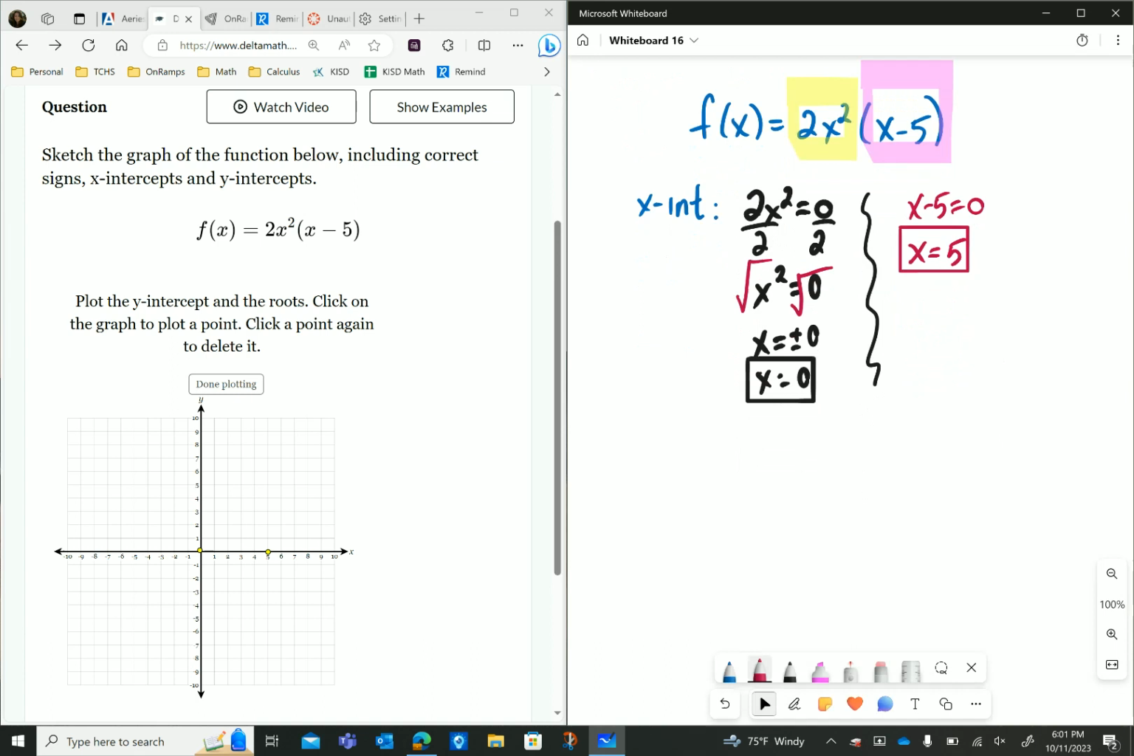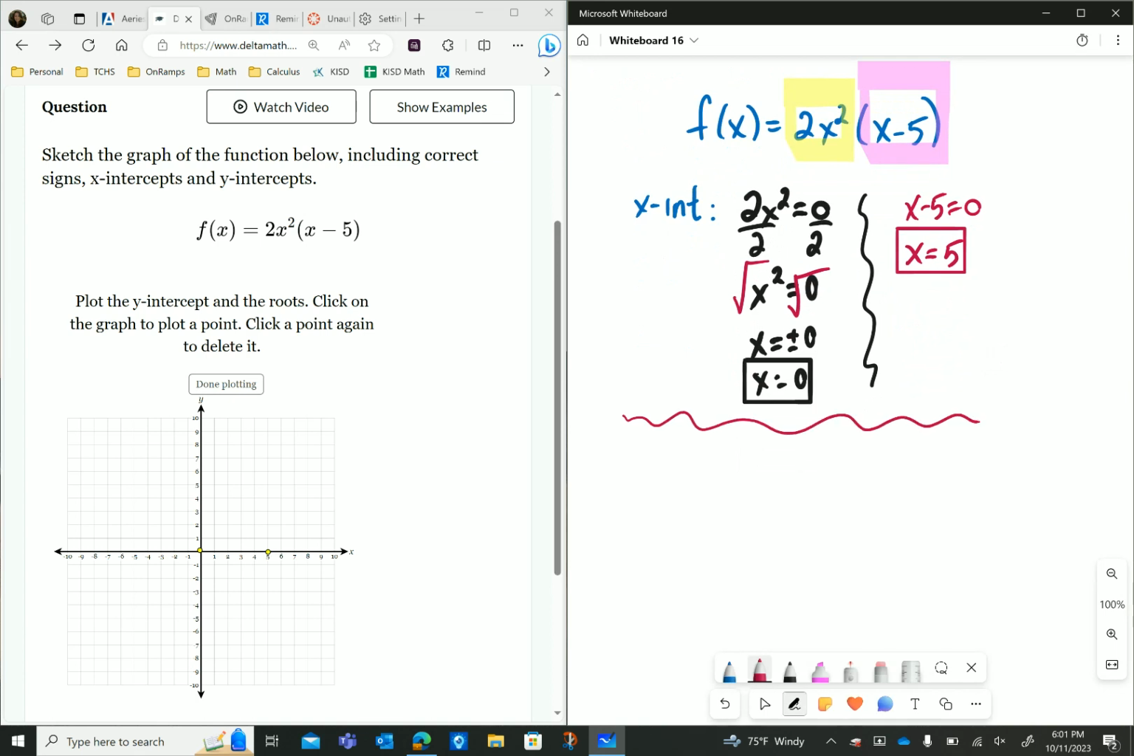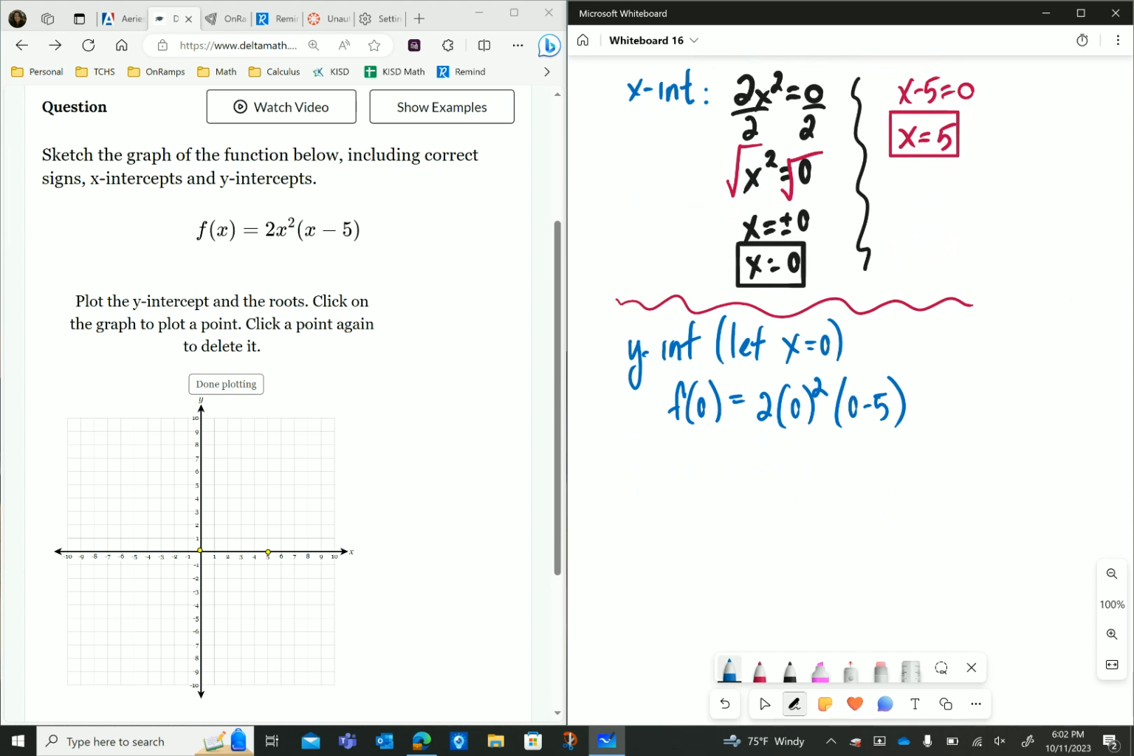But I also need to get my y-intercept. So let's find the y-intercept. You have to remember the characteristic algebraically is that the x value becomes 0 because it's on the y-axis. So if I take my function and substitute 0 for every x, and do the arithmetic, I will find what my y value is.